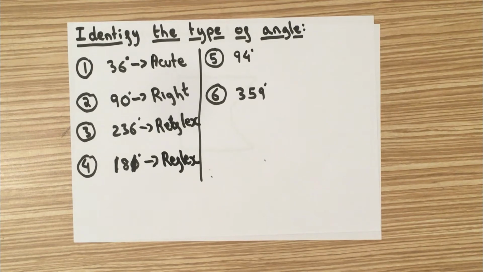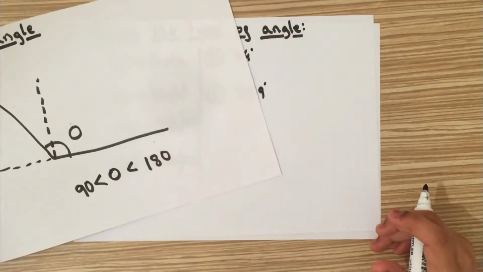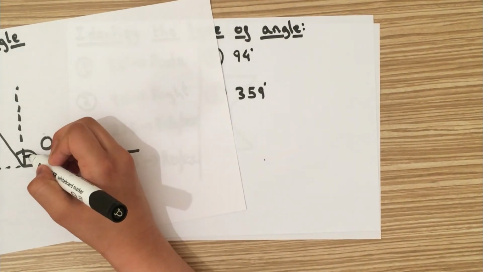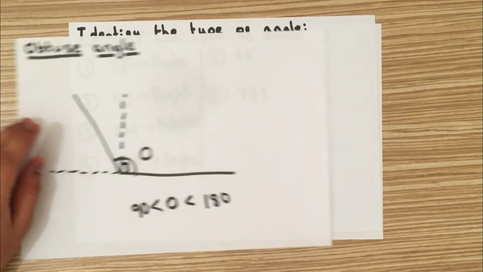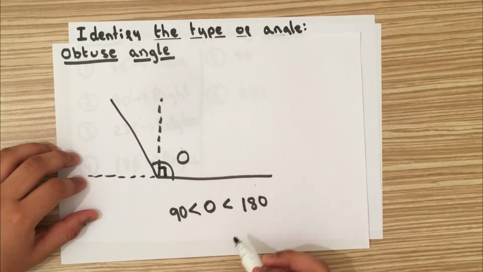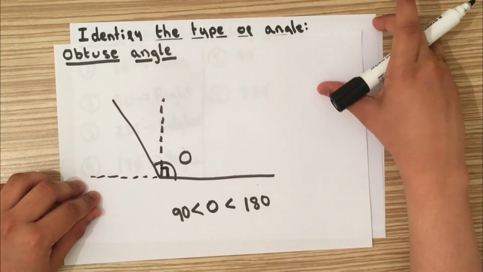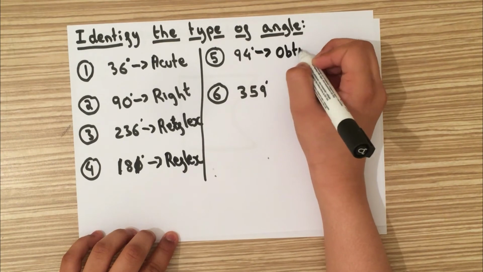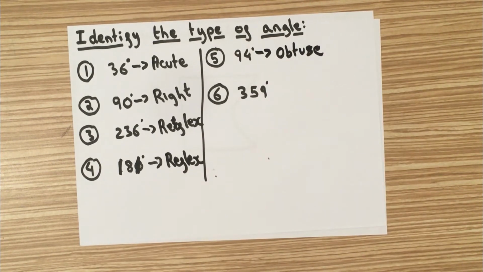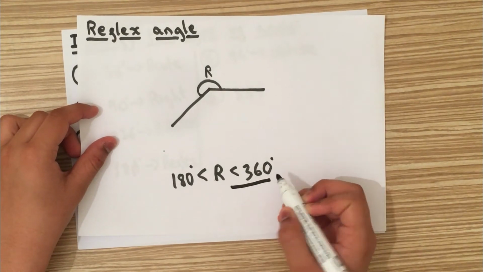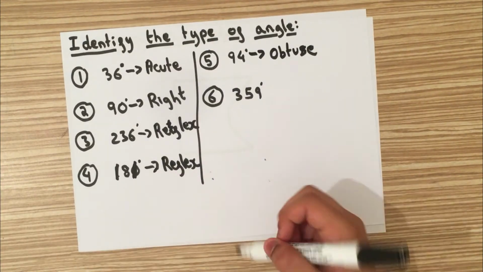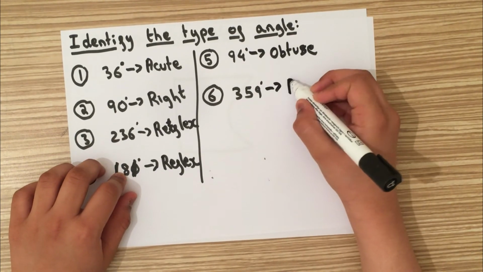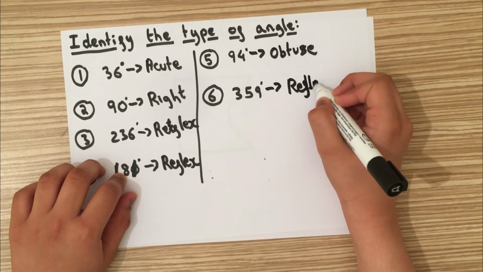Then we have 94. Okay, so 94 is greater than a right angle. If you imagine this as a right angle, it's greater than a right angle because it's more than 90, but it's less than 180. So we call that an obtuse angle. Finally, we have 359. This is very close to a complete circle, which is 360, but it's actually less than 360. So it's a reflex angle because it's greater than 180 but less than 360. So I'll just write reflex.